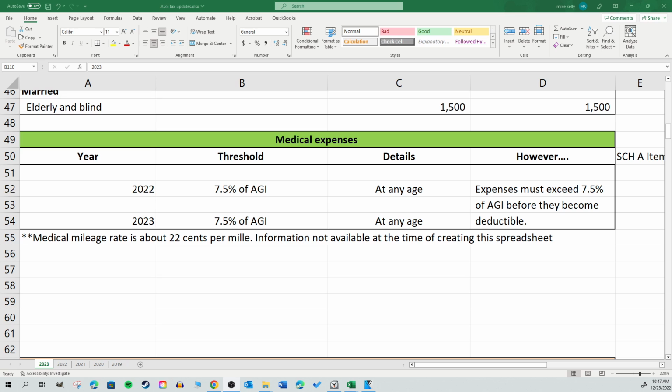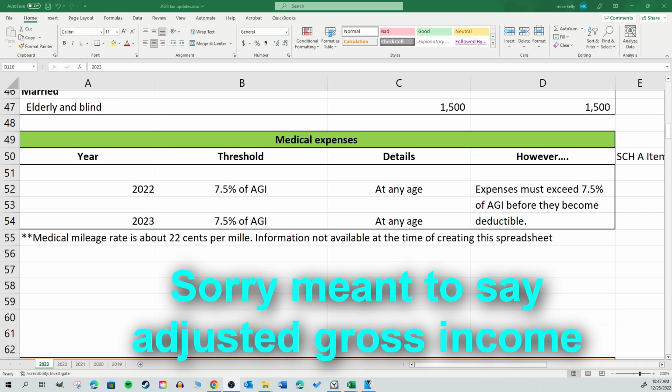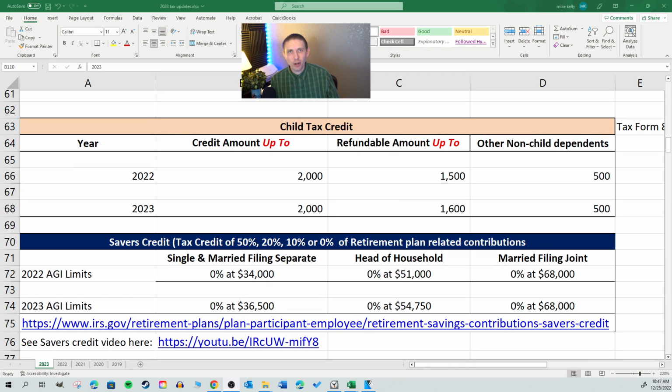Medical expense thresholds are still 7.5% from what I could find, which means that in order to deduct anything for medical, you have to have medical expenses that exceed 7.5% of your current taxable income in order to get a benefit from it. And furthermore, you have to be able to itemize to be able to get a benefit from your medical expense deductions. Let's talk about the child tax credit.